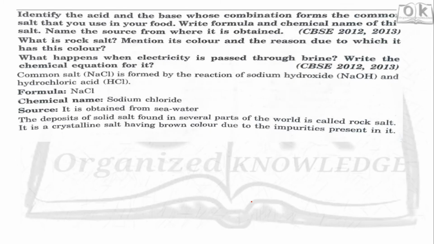Next, identify the acid and the base whose combination forms the common salt we use in our food, very simple, that is NaCl. And this NaCl is formed by the reaction of HCl and NaOH. We have already done this. The chemical name will be sodium chloride and the source is seawater. And the deposit of solid salt found in several parts of the world is called rock salt, and it is crystalline salt having brown color. And why this brown color? Brown color is only due to the iron present in the salt, and some impurities are also present with it.